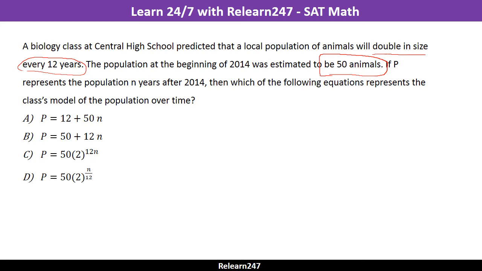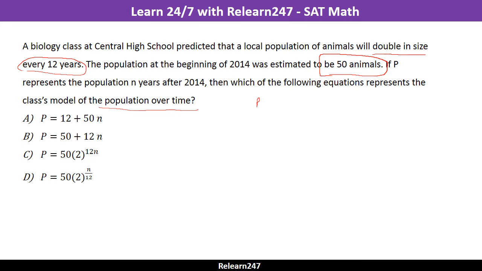If P represents the population n years after 2014, so P is the population function which is given, then which of the following equations represents the class model of the population over time? So friends, before we discuss the concept here, let's just see the shortcut way to solve this question.